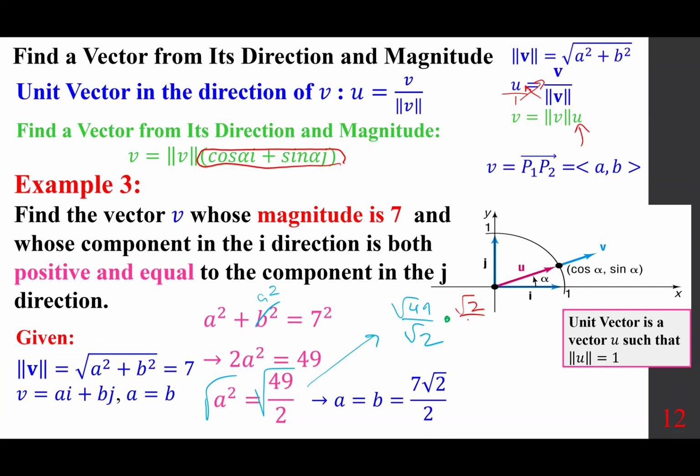If you rationalize it, you get this one, 7 square root of 2 divided by 2. So what is the vector? 7 square root of 2 over 2 times i plus 7 square root of 2 over 2 times j, or you can write 7 square root of 2 over 2 times (i plus j). You can even write it in that fashion. So pretty straightforward.